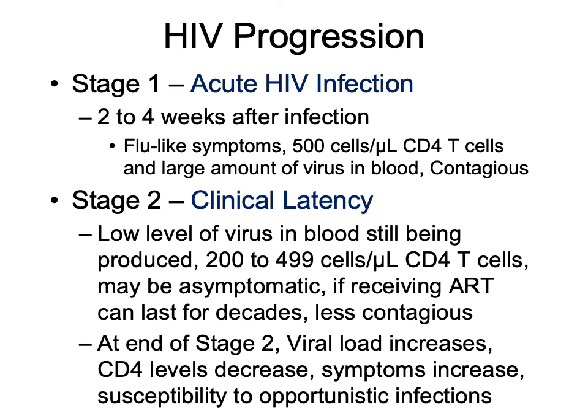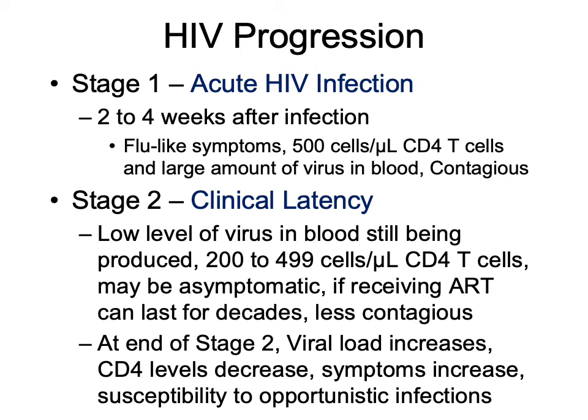There are 3 stages that occur as HIV progresses to AIDS. It initially starts as stage 1, an acute HIV infection, with symptoms occurring sometimes 2 to 4 weeks after an infection. You will have flu-like symptoms, fever, aches and pains, the same types of symptoms that we have seen for many infections. What's unique about each of these stages is the number of CD4 T cells. So let's look at that as we go along.